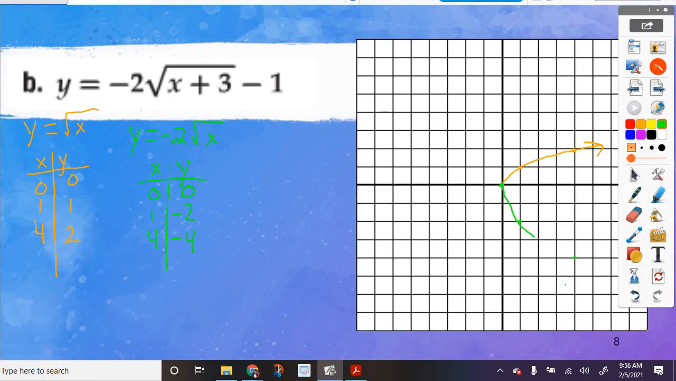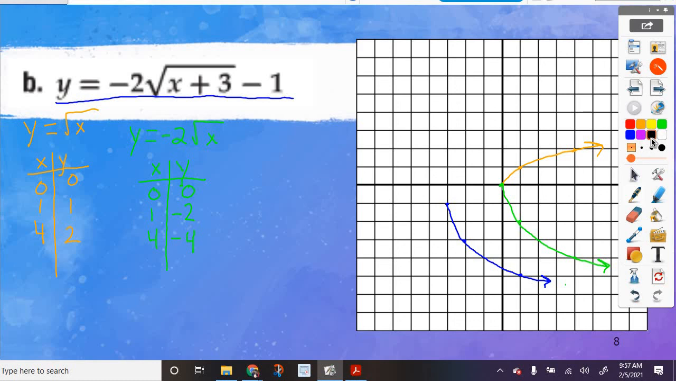So notice that our graph has been stretched away from our x-axis, and it has also been reflected across our x-axis. So then lastly, we want to graph our actual given function. So we're going to take each of the points from our green graph, move them left 3 and down 1. So our final graph would be there.